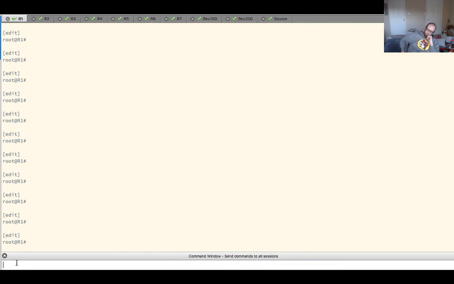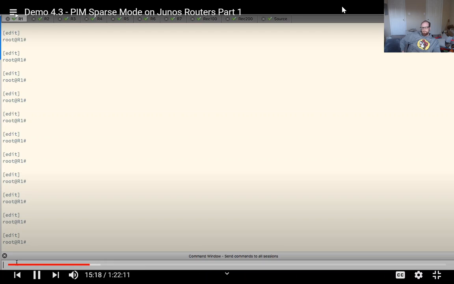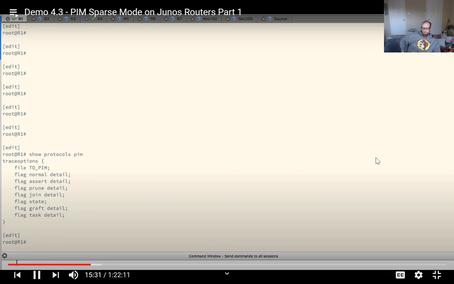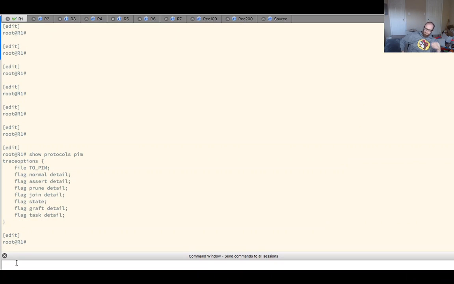It is time to start working with actual devices. The very first thing we need to do is ensure that the two prerequisites that we decided for this topology are being met. So right now on R1, let's take a look at the current configuration. We'll show protocols. And as you see, other than the trace functions, there is nothing else in here. Right now, there is no PIM really on R1.